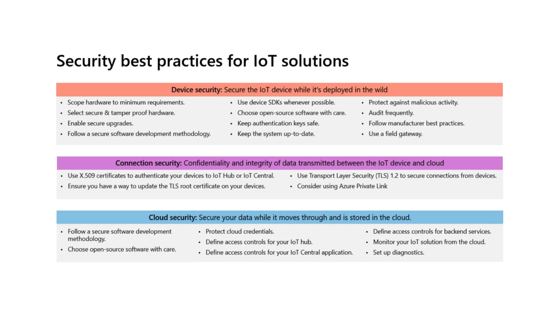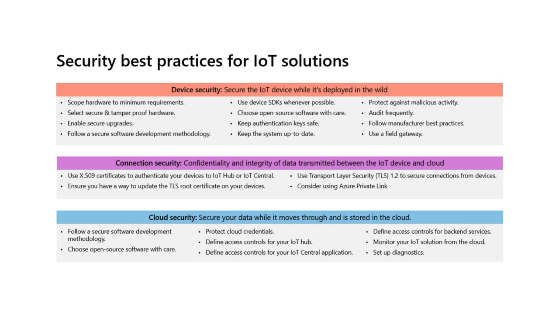Device security: scope hardware to minimum requirements. Select your device hardware to include the minimum features required for its operation, and nothing more. For example, only include USB ports if they're necessary for the operation of the device in your solution. Extra features can expose the device to unwanted attack vectors.